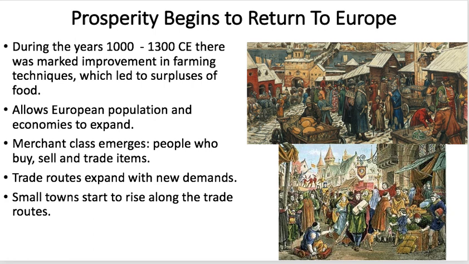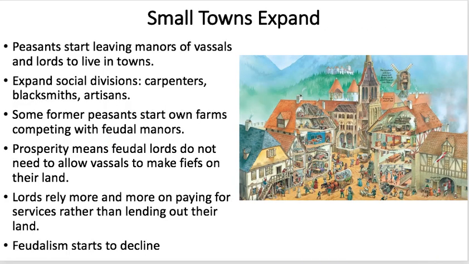And as these people are traveling, they need places to stop to buy, sell, and trade. And along their routes that they travel and trade, more towns emerge. And these towns are going to have their populations go up and up and up as more trade is coming through. And as these small towns expand, a lot of peasants who were living in fiefdoms of vassals and lords start saying, well, instead of living on this farm in horrible conditions, I can go live in this town and try to work to serve the merchant class and buy, sell, and trade my services. So we see social divisions become much more complex in Europe, where carpenters, blacksmiths, artisans, and the merchants themselves start to take shape in each of these different towns.